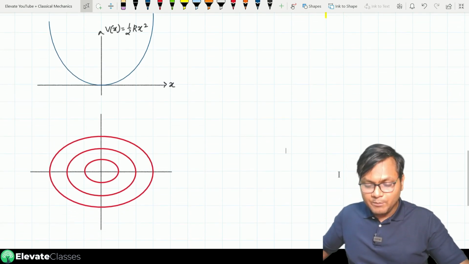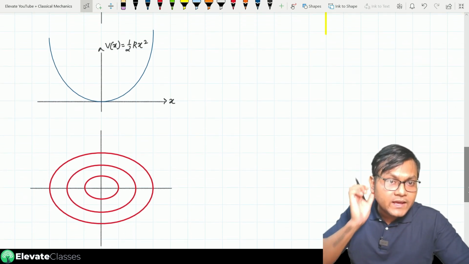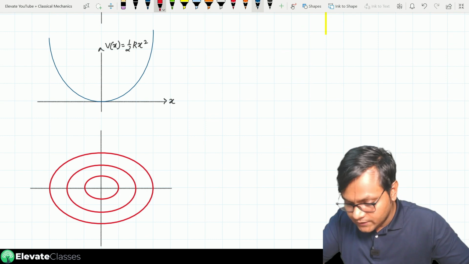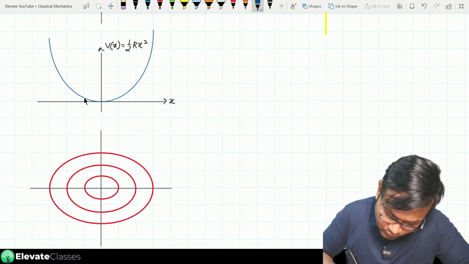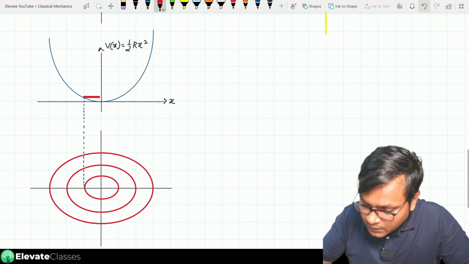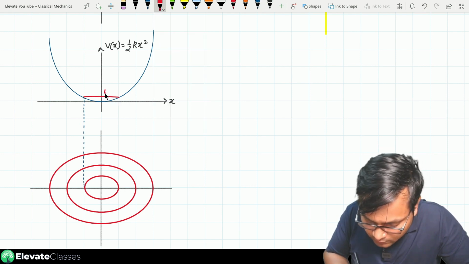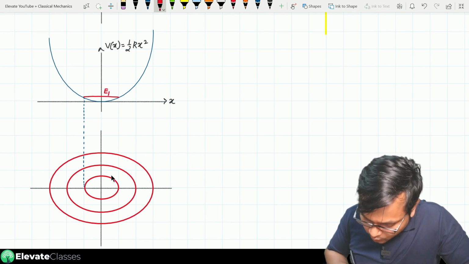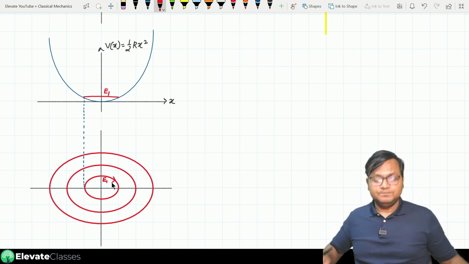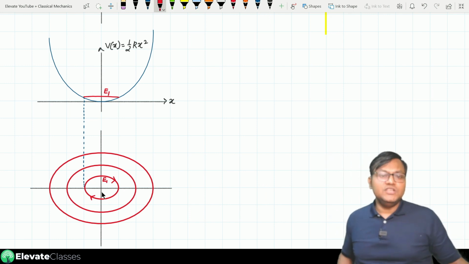Okay, so let's make a comparison. If you look at a comparison here, this is the potential. Then let's suppose there is a particle somewhere here. At this point, the particle's energy, let's suppose I say is E1. So then E1 will have a trajectory in phase space in this particular manner. Okay, this is the phase space diagram for a particle having energy E1.